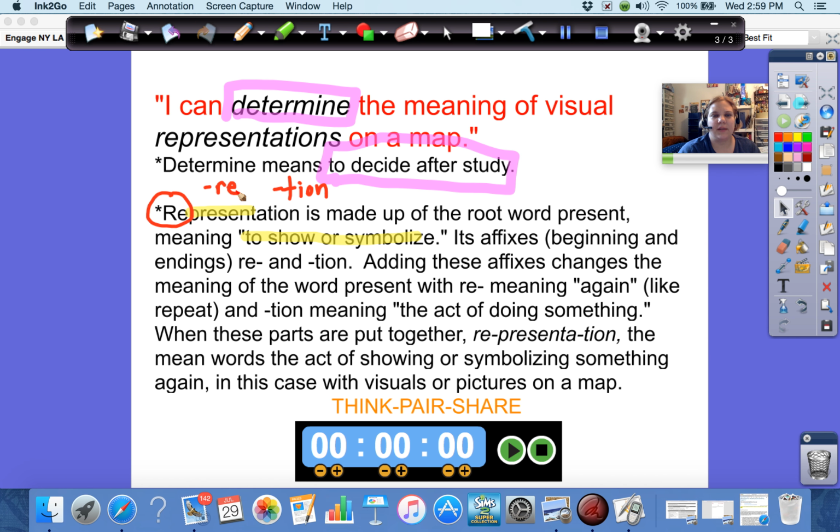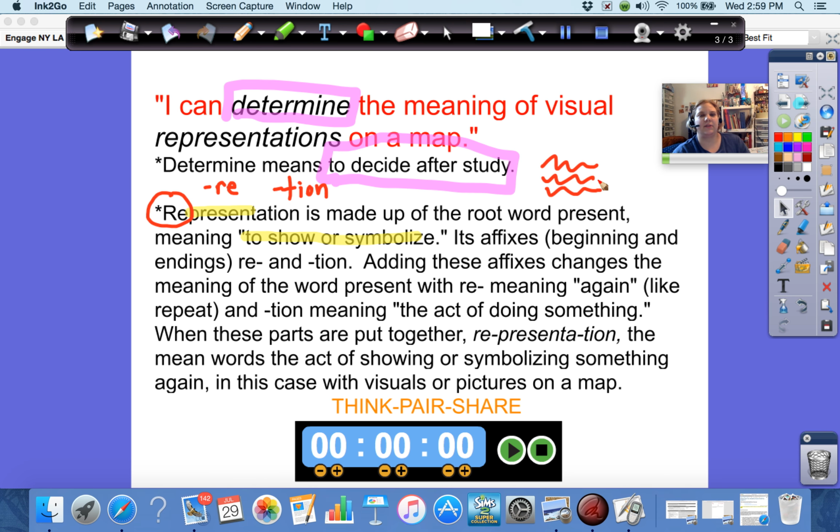So re is meaning again, like repeat, redo. You're doing something again. And then tion means the act of doing something. So when you put them together, representation, the meaning, words, the act of showing or symbolizing something again. So visualizing pictures on a map. Okay, so think about these as symbols on a map. Okay, what does that mean?